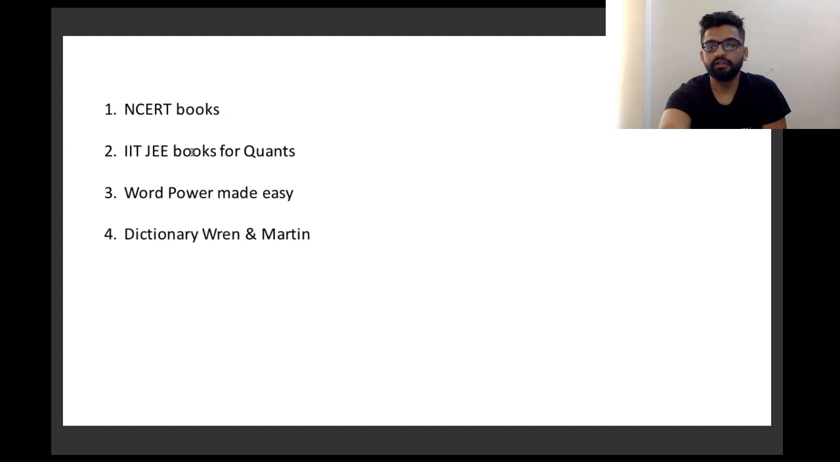Then for vocabulary, they talk about Word Power Made Easy, Norman Lewis. I would say try to avoid that book. It's very, very thick and not a lot of good content. There's something relevant, I won't say there isn't. Dictionary, Wren and Martin, again, avoid that.